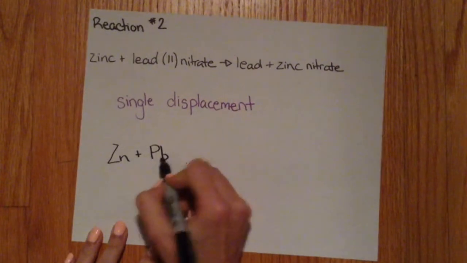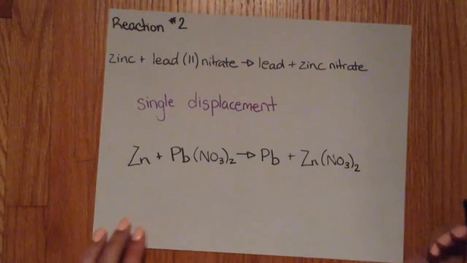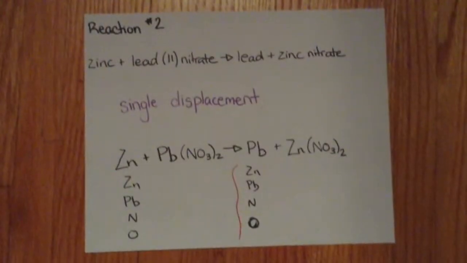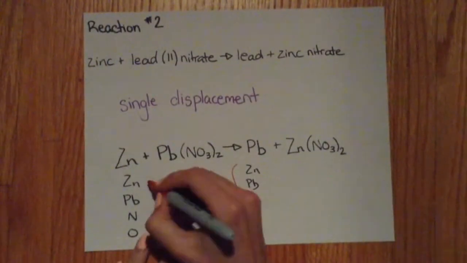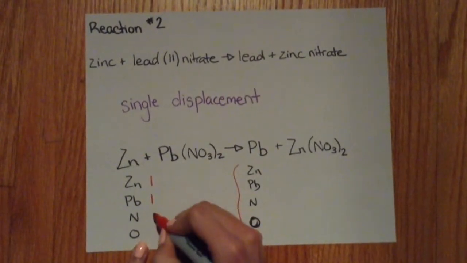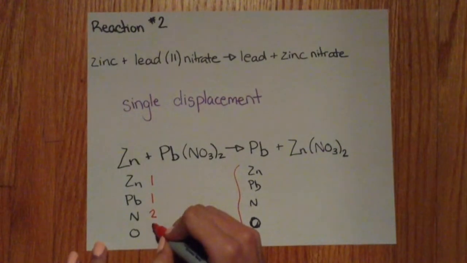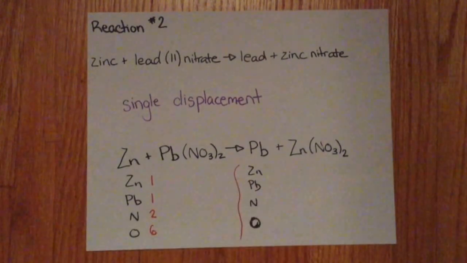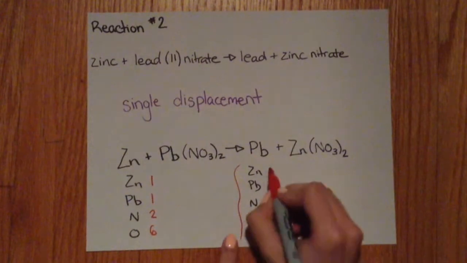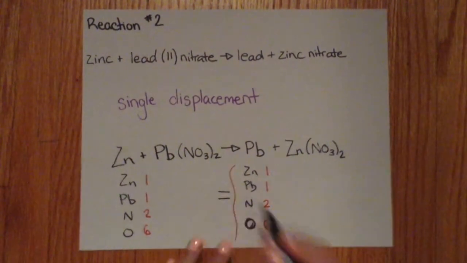As for the other, you have to balance the equation due to the conservation of mass law. But for this reaction, you already have 1 zinc on the reactant side, 1 lead on the reactant side, 2 nitrates on the reactant side, and 6 oxygens on the reactant side. This is equal to the product side, so there's no balancing needed in this equation.